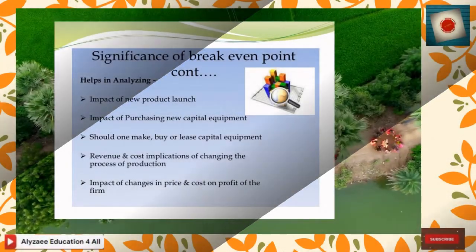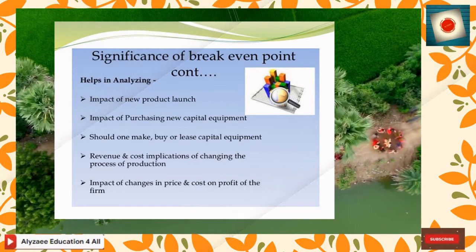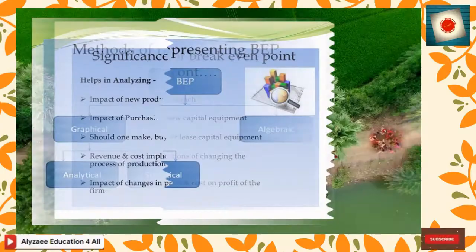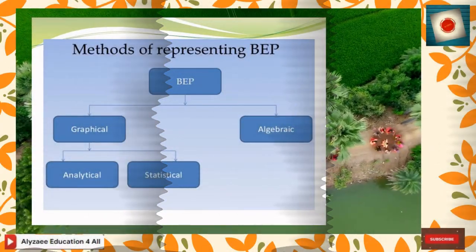On the significance of break-even point, we have to look at the impact of new product launch, impact of purchasing new capital equipment, or make, buy or lease capital equipment. So revenue and cost implications of changing the process of production, impact of changes in price or cost on profit of firm. Different methods of representing break-even points.